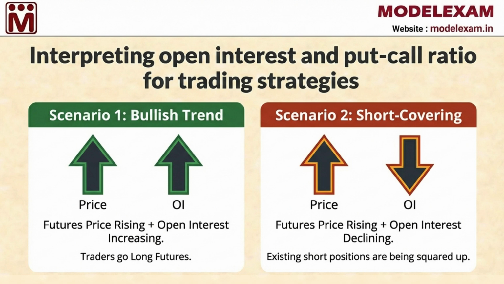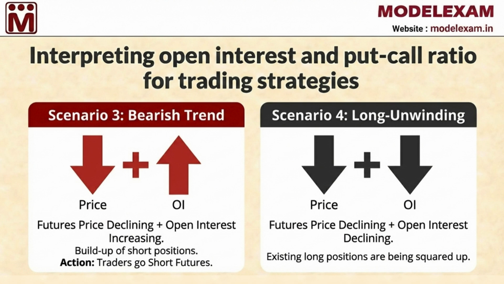In the second scenario, if the price is rising but the open interest is declining, it indicates short covering. This means traders who had bet against the market are now closing their positions, which causes a temporary rise in price. Moving to the third scenario, if the price is declining while the open interest is increasing, it shows a bearish trend. This means there is a buildup of new short positions and traders often choose to go short.